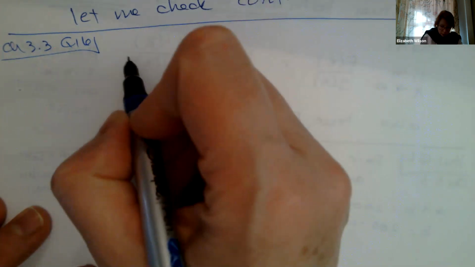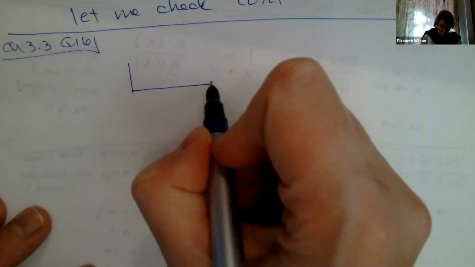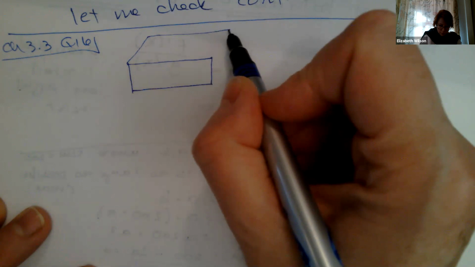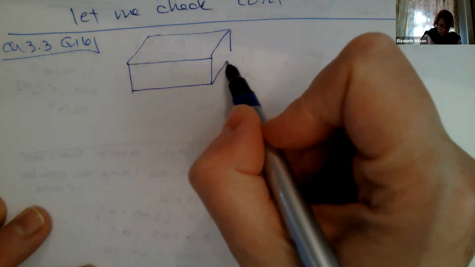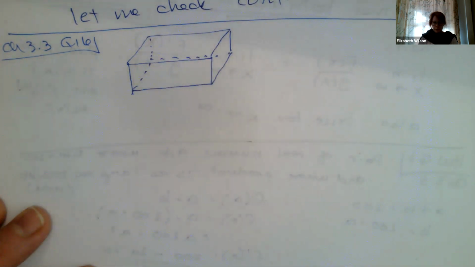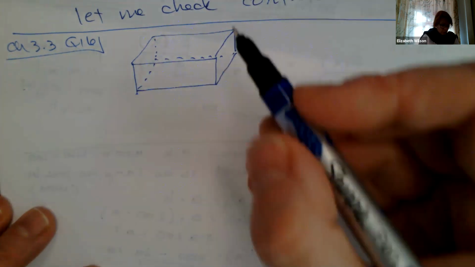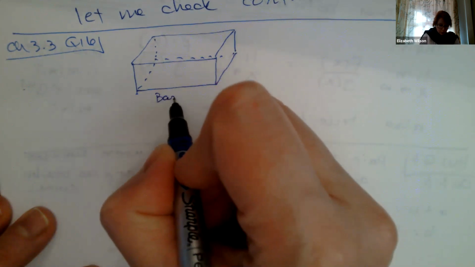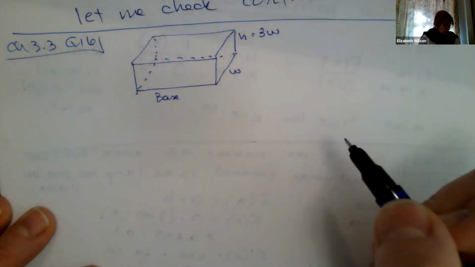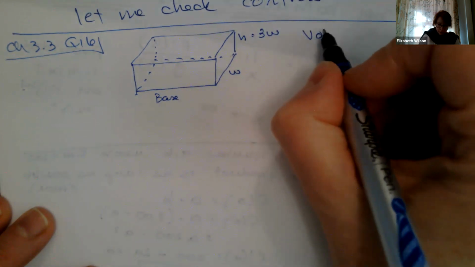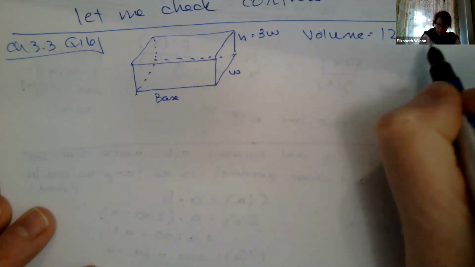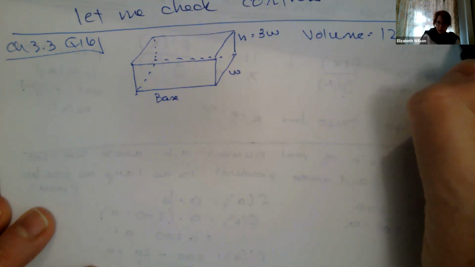so we've got a box. Let me draw this here. Okay, so we have a box, and we're told a bunch of things. So here's our base, here's our width, and here's our height, which we're told is 3 times the width. And then we're given the volume is 12 cubic meters, which, by the way, is also equal to the base times the width times the height.